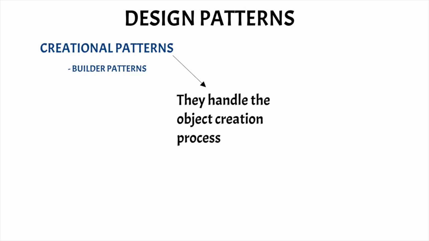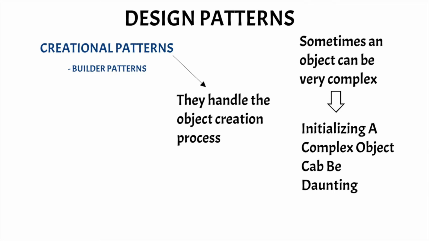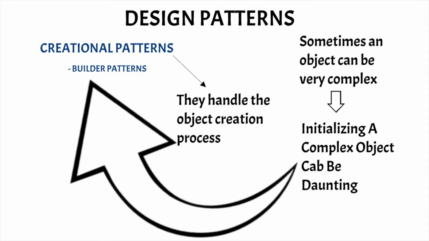Now when it comes to the object creation process, it seems something very simple, but sometimes your object could be very complex, and to initialize or instantiate an object can be a daunting task because there could be numerous parameters which you will have to pass in order to create a particular complex object. So in order to handle such conditions where you have to create an object which is extremely complex in nature, we use the creational patterns. In creational patterns, we will start with understanding about the builder pattern.